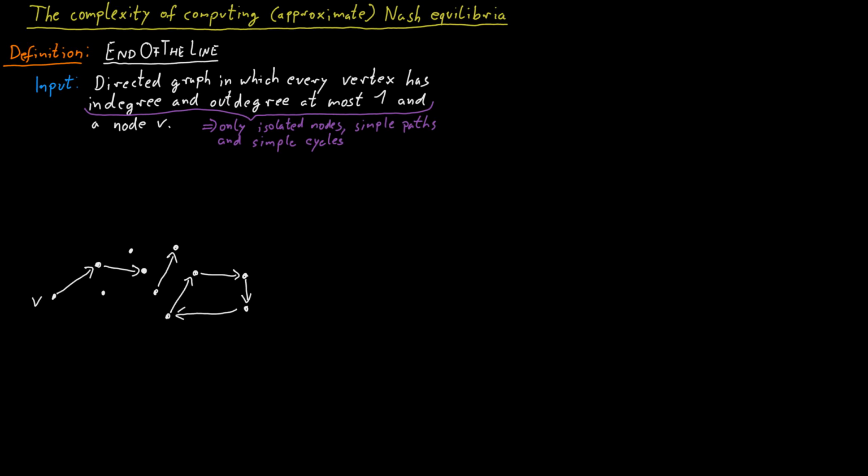Okay, so the output that you should produce is the following. If this node V has the same in-degree as it has out-degree, so either it has in-degree 0 and out-degree 0, so it's an isolated node, or it has in-degree 1 and out-degree 1, so it's in the middle of a path or cycle, in that case you don't have to do anything, so you just output V itself. So this is not an interesting case, it's part of the definition for technical reasons.